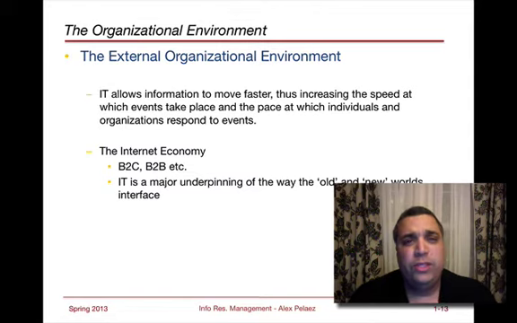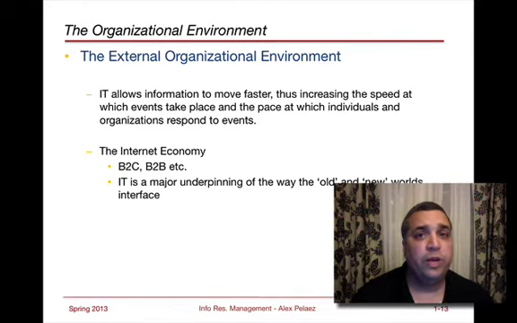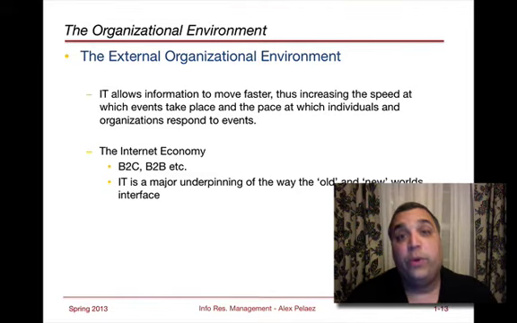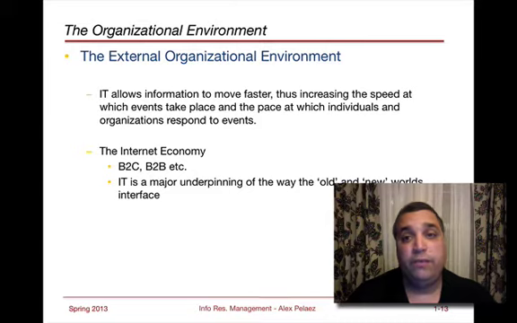So the external organizational environment states that IT allows information to move faster, and therefore we can respond to a variety of events that are occurring. For example, an earthquake that occurs in DC allows us to send information to California or wherever it needs to go very, very quickly. We saw this actually with the DC earthquake, where tweets made it to New York before the shock waves of the earthquake actually reached New York.